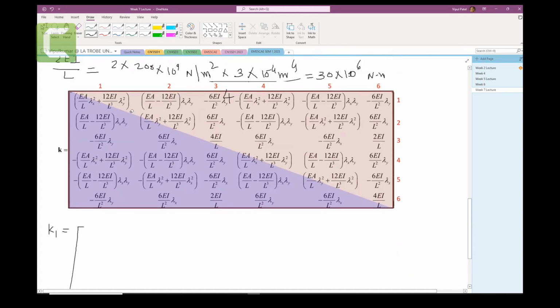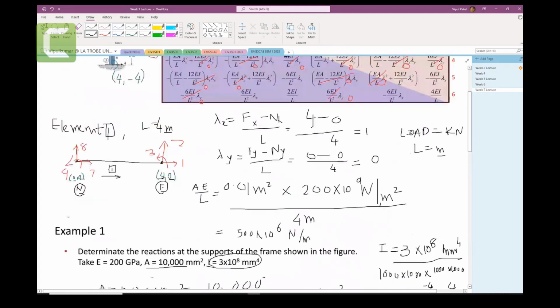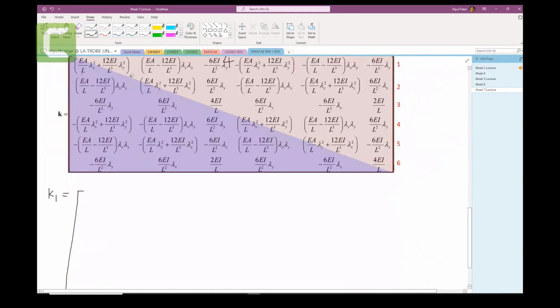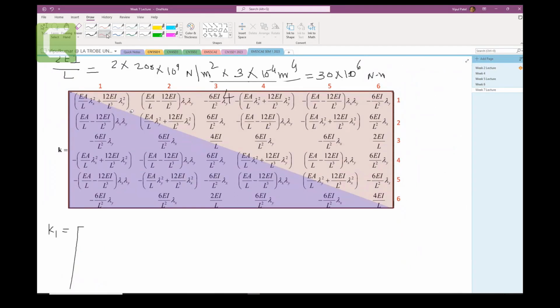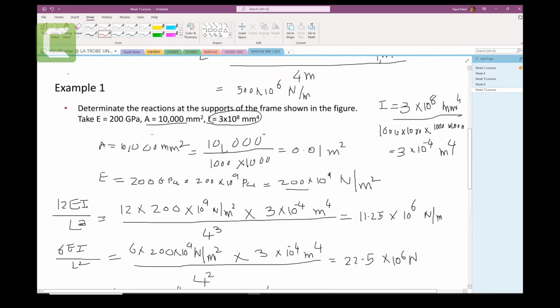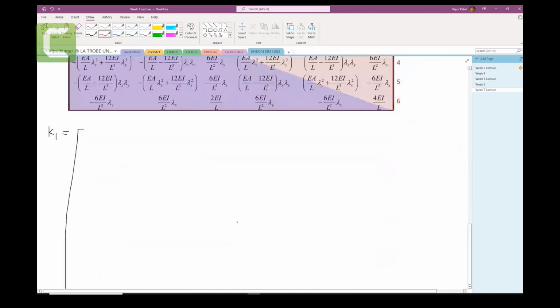Now, the first one, A on L, lambda x. Lambda x is 1, as you can see. Lambda x equals 1, so 1 squared is 1. And we have calculated this one is 0. This one is 0. We have calculated AE on L, and AE on L we got here is 500 times 10 to the power 6.